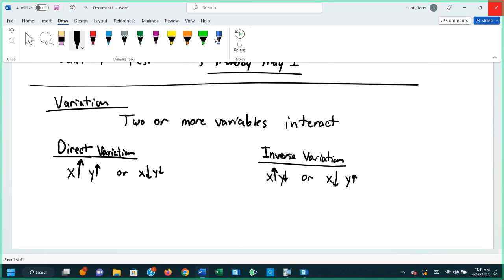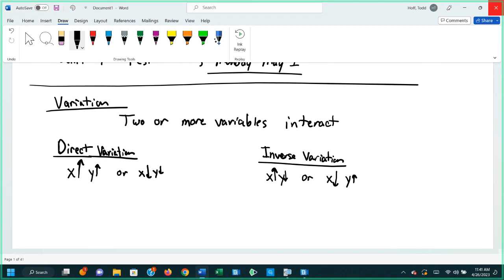And these are really the only two types of interactions. Some textbooks make it more complex by combining them in different combinations, but really it can all be broken down. If you're only focusing on two variables, they either interact directly or inversely.